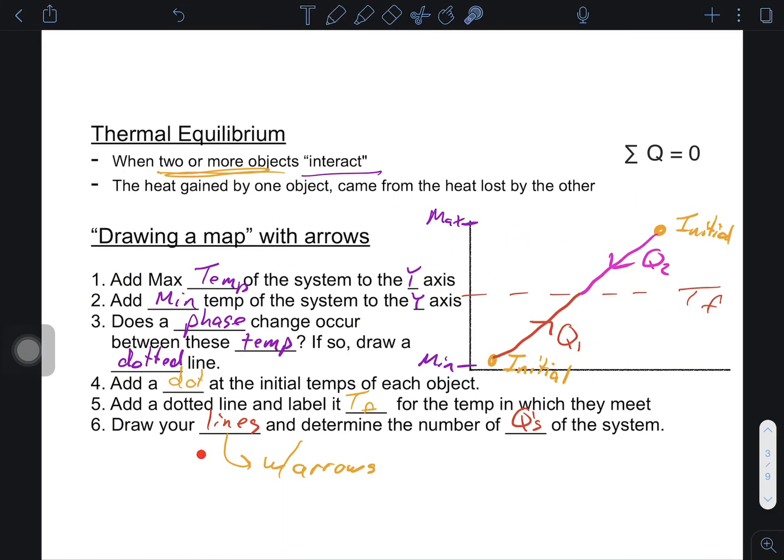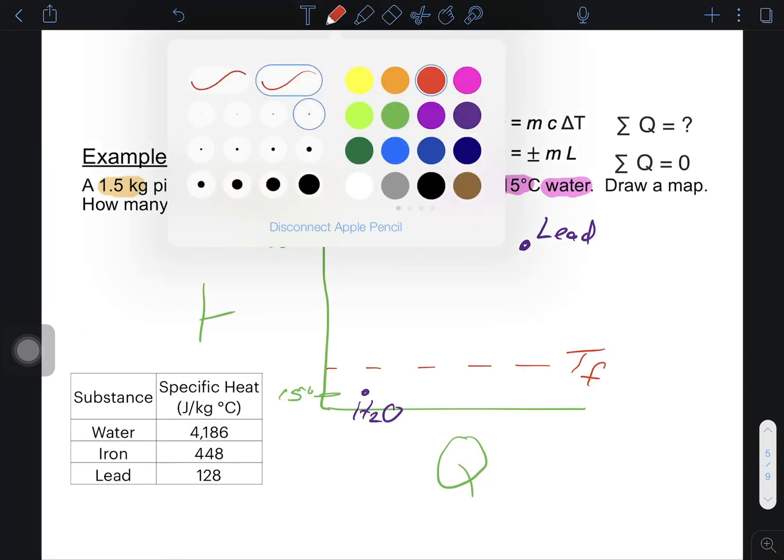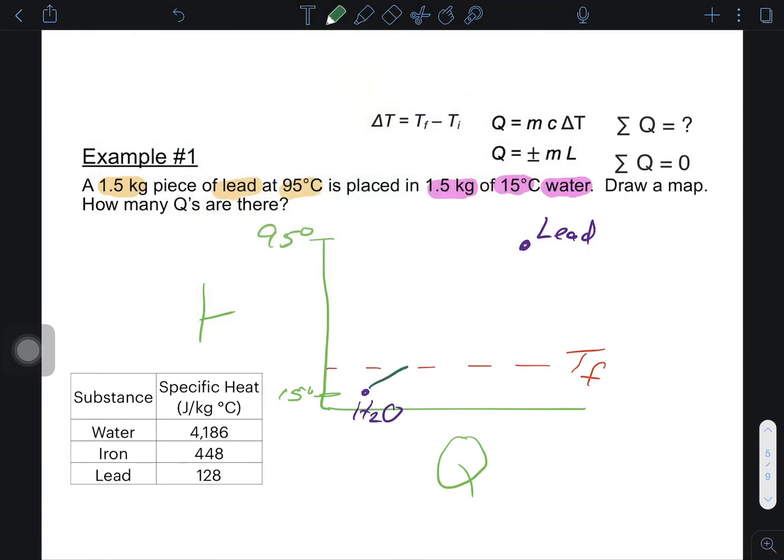Okay, so we drew in our dotted line. Now we're going to draw on our lines and determine the number of Qs. And don't forget, we need to include arrows with this. So, let's go green. We have this water that's going to heat up to some TF, whatever that TF is, and we're going to call that Q1. That water is going to gain heat, so it's positive. It went up. Then we have this lead that's going to cool down, and we can call that Q2. And that's what your map looks like. That's all I'm going to ask.